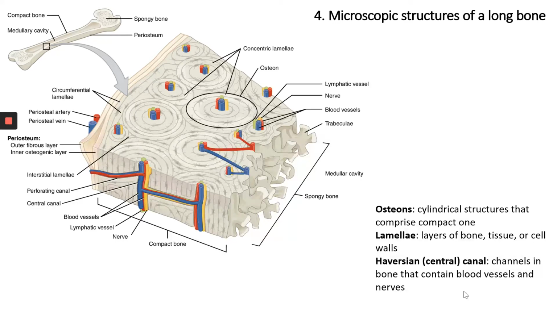So the first thing we're going to look at is the microscopic structures of a long bone. Micro means small, so this is very different from the gross structures that we talked about in the first part of the video. Microscopic structures are very small, so you can't really see them with your naked eyes, without any instrument.